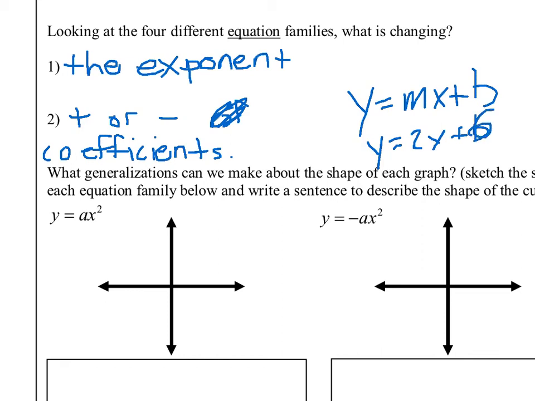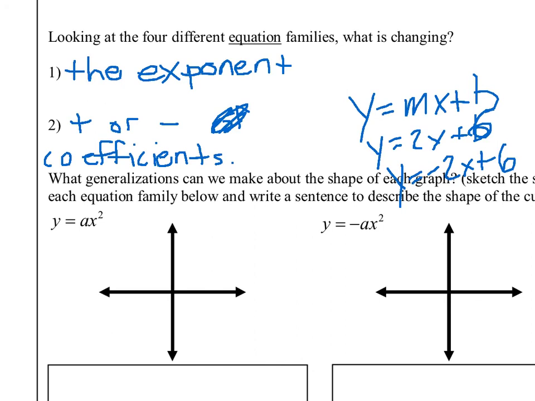Looking at this equation, y equals 2x plus 6. Is that a positively sloped line or a negatively sloped line? So it's the same thing. Y equals negative 2x plus 6. Positively sloped or negatively sloped? Negatively sloped. So it's the same thing with these equations. It's looking at that coefficient of x that's helping tell us something about what's going on. That's one of the things that we're really focused on.